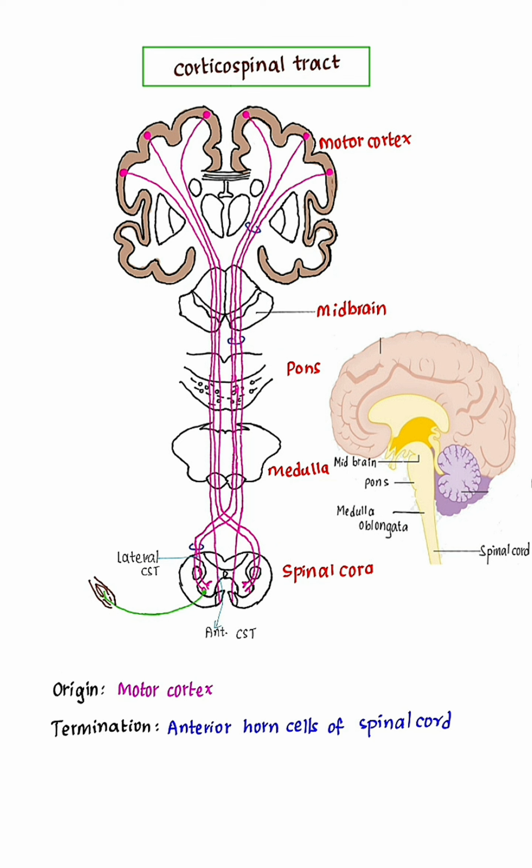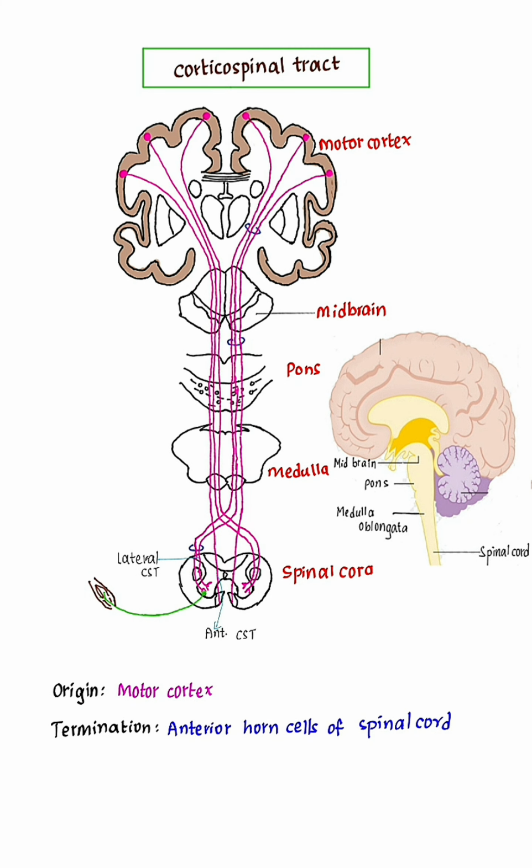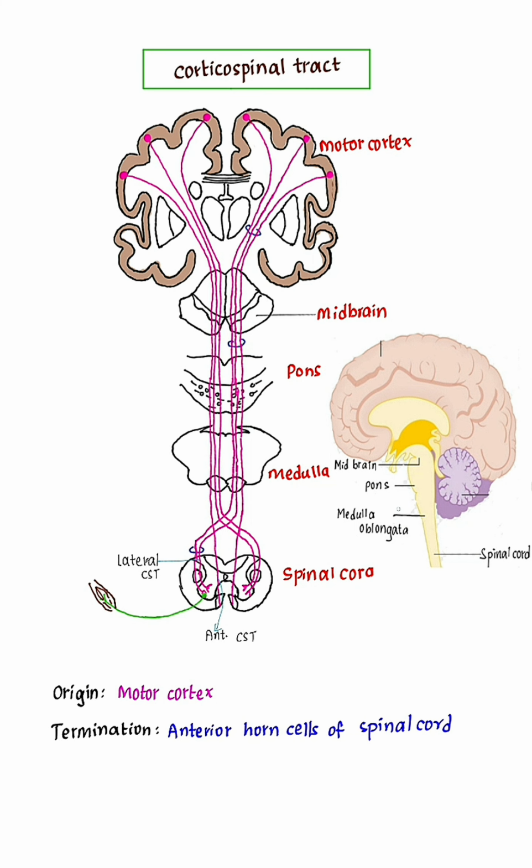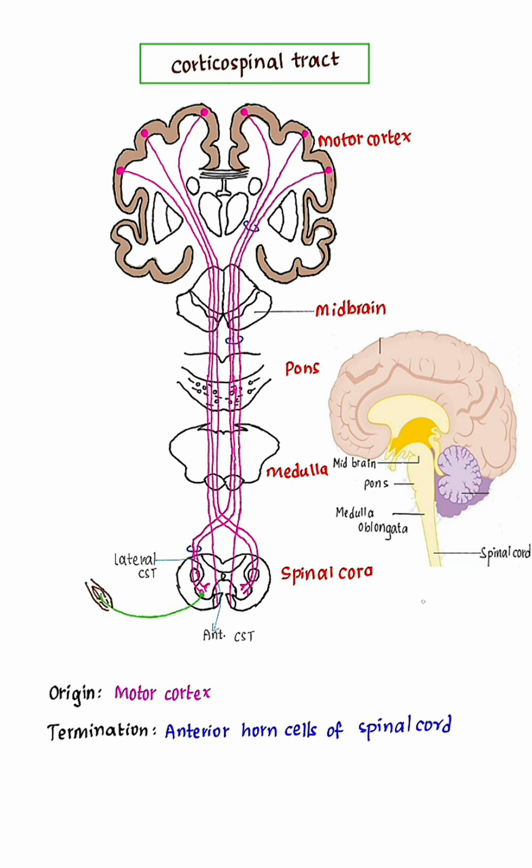Now let's see in detail about each descending tract. First, the corticospinal tract: from the cortex to the spinal cord. The fibers, while passing from the cortex to the spinal cord, pass through the brainstem. The brainstem consists of three parts from above to below: midbrain, pons, and medulla oblongata.